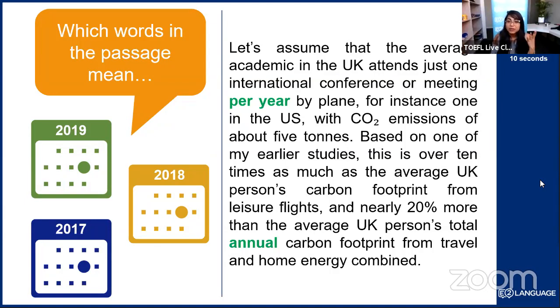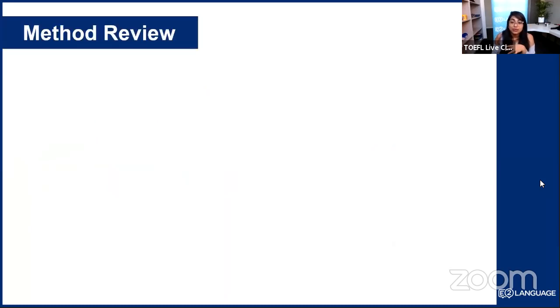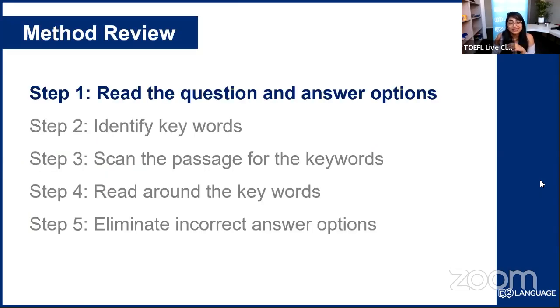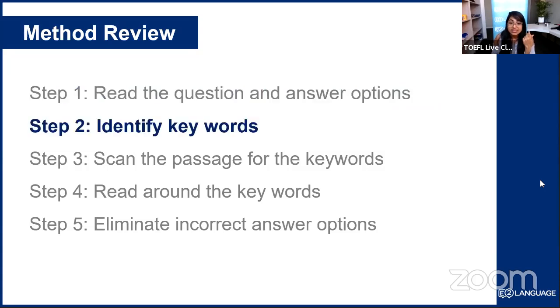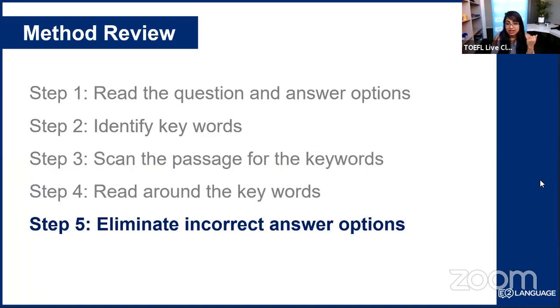Okay, so now that we know how to scan, let's try more questions, but before we try more questions, let's quickly review the method first. Step one was to read the question and answer options. Step two was to identify keywords. Step three, scan the passage for the keywords. Step four, read around the keywords. And finally, step five is to eliminate incorrect answer options.